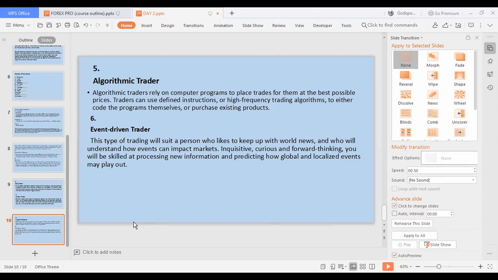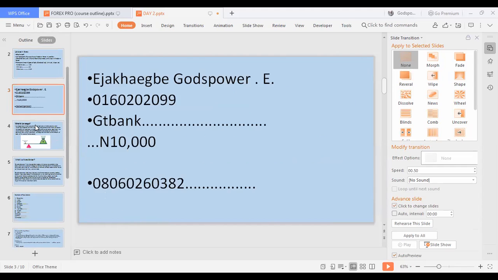What is the cost for this advanced class? The cost is 10,000 naira for 2 weeks. This fee has been like this for a very long time. How much? It's 10,000 naira for 2 weeks. Can you look at the screen, please? Have you seen?